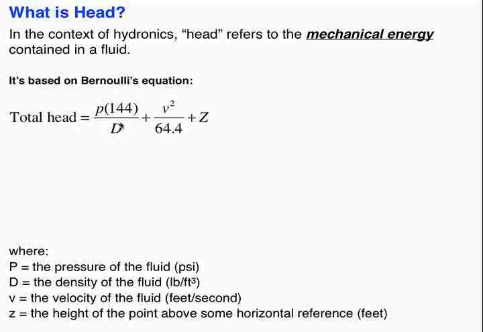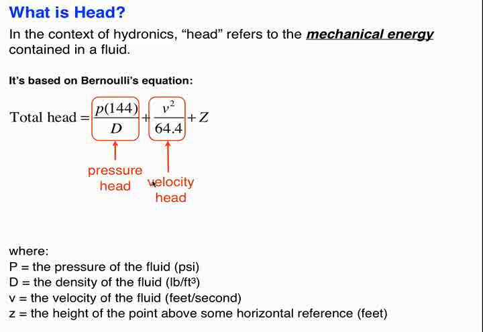And one way to write Bernoulli's equation down is this, that the total head energy that a fluid contains, there's actually three ways that it can contain head. The first one is based on its pressure. If we know its pressure in pounds per square inch, we multiply it by 144 and divide by the density. That gives us what we call pressure head. So one of the ways that a fluid contains mechanical energy is that it is under pressure.